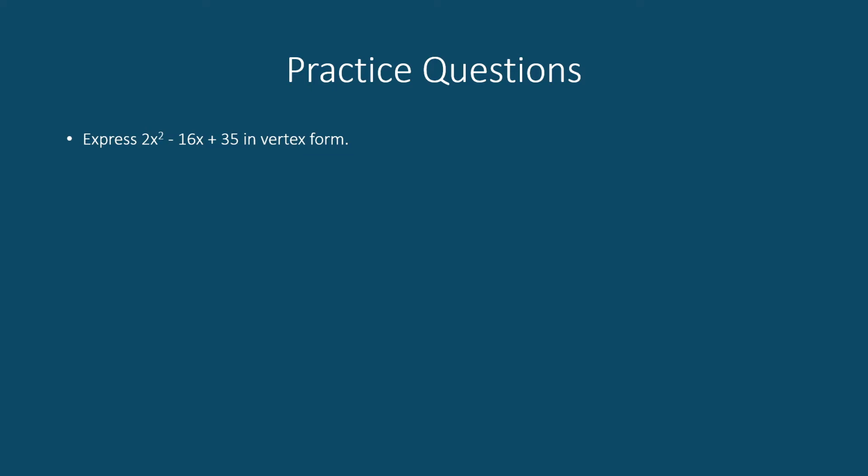Now here is a practice problem. Express 2x squared minus 16x plus 35 in vertex form. Feel free to pause the video to try it on your own. Here is the solution. First, factor out 2 from the terms 2x squared and negative 16x. This becomes 2 bracket x squared minus 8x plus 35.